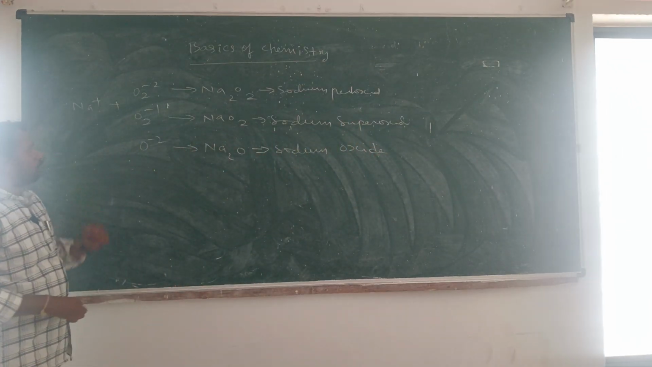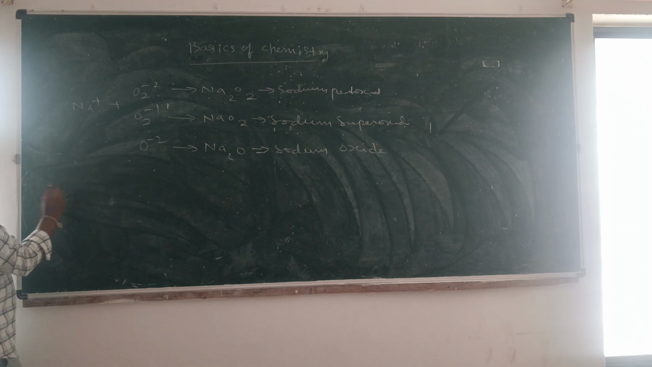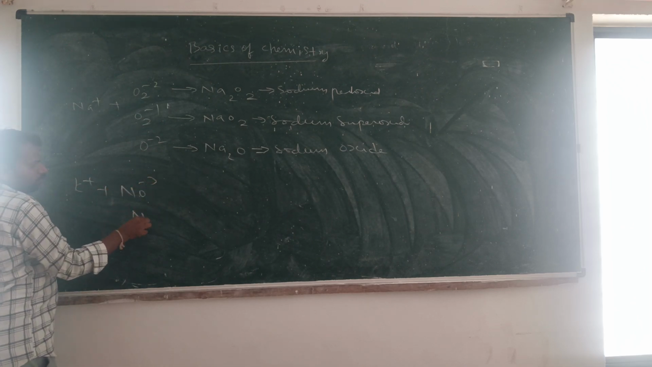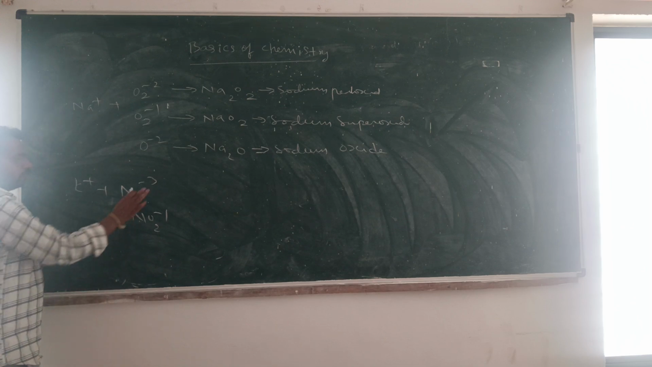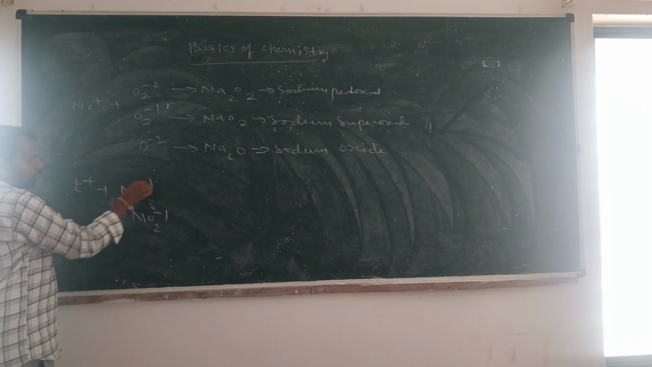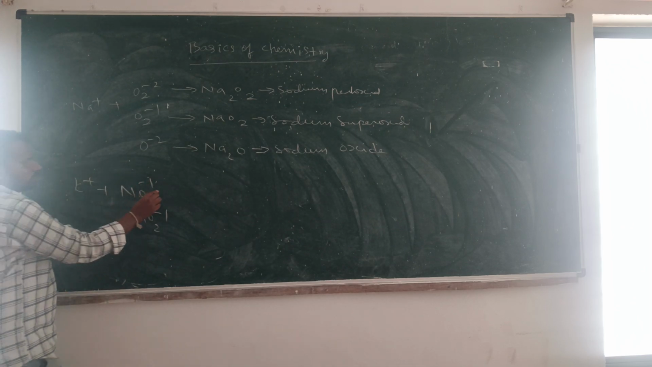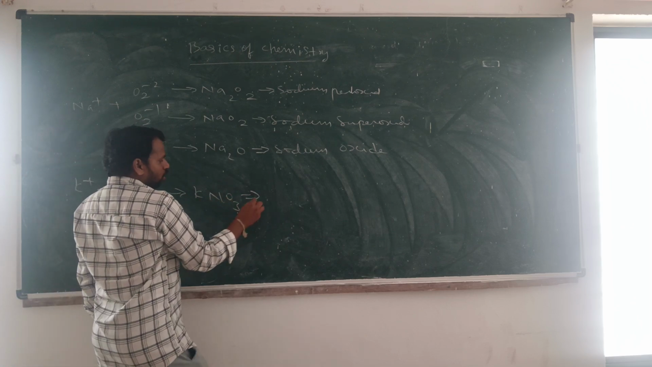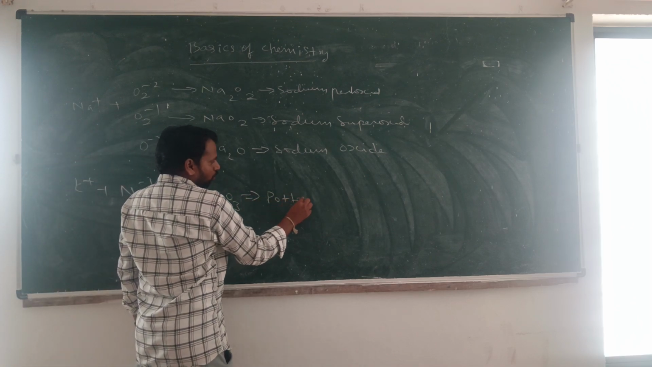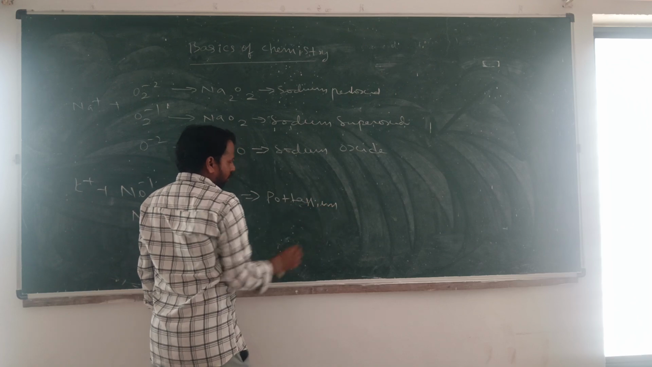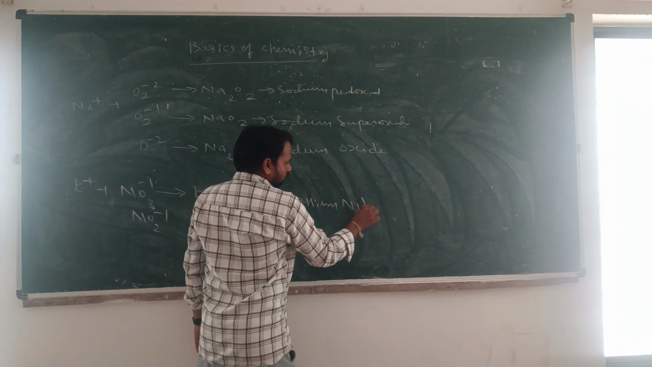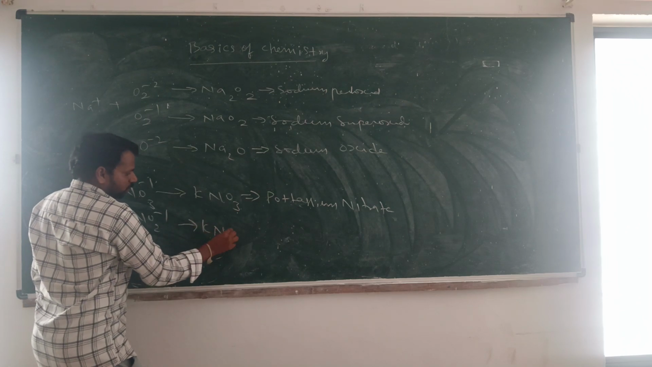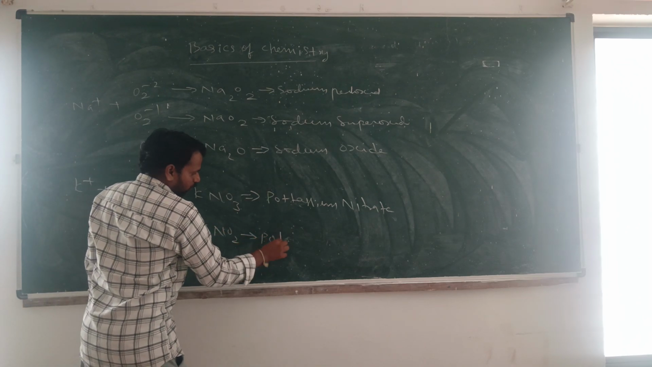Suppose I am writing another formula: K+ with NO3 minus 1 and NO2 minus 1. When combined, we get KNO3. What is this? Potassium nitrate. KNO2 is potassium nitrite.